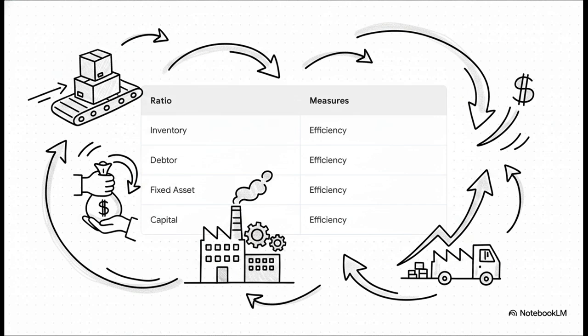Debtor turnover measures how efficiently the company actually collects cash from the people who owe it money. Fixed asset turnover and capital turnover evaluate how well the company uses its heavy machinery, its buildings, and its overall invested capital to generate revenue. Together, all these turnover metrics measure the pure efficiency of resource use. Simply put, the faster the metabolism, the leaner and more dynamic the business.